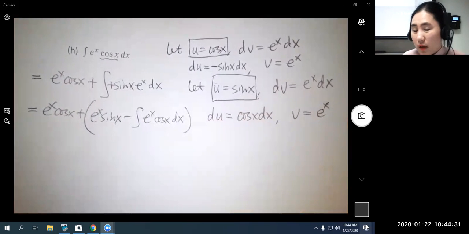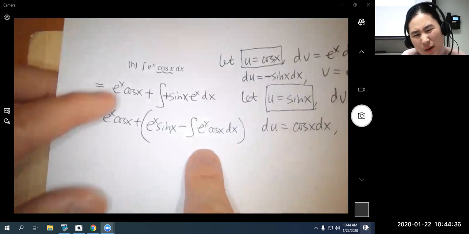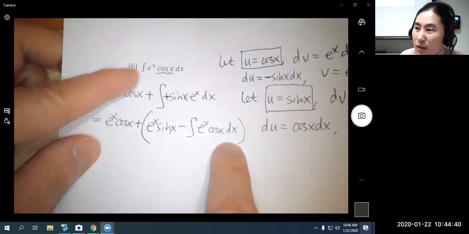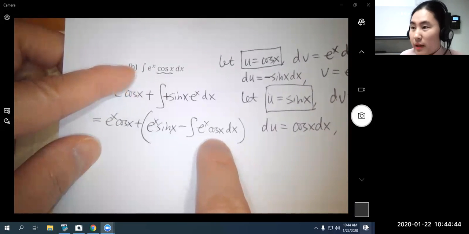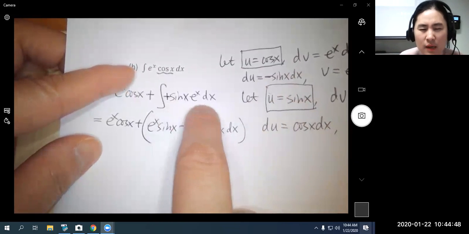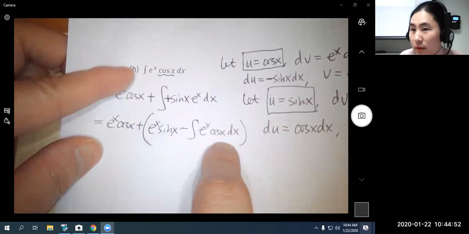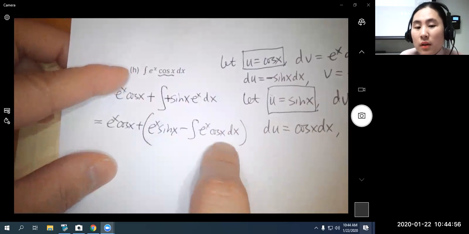Oh my God, we want to compute the integral of e to the x cosine x, but we have another e to the x cosine x. What should we do now? It seems endless, right? If we keep going with integration by parts, we'll have this, and once we use integration by parts on that, we have this again. Does that mean we're not able to do the integration?